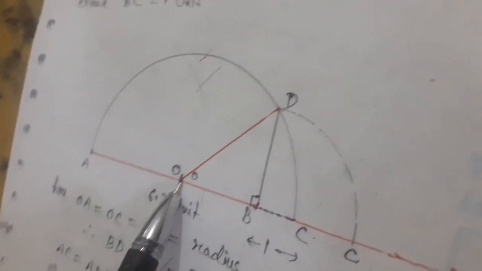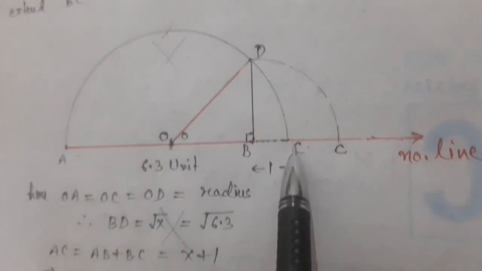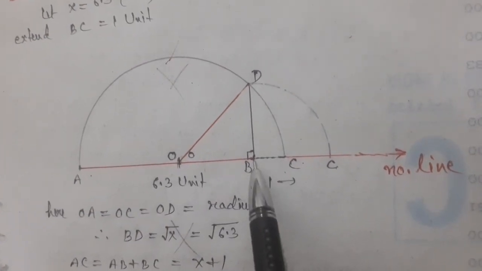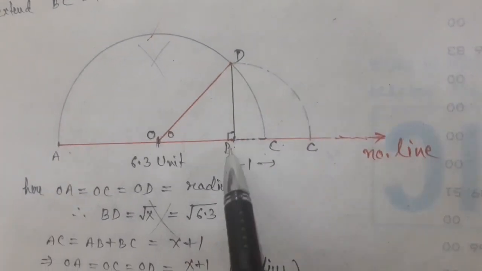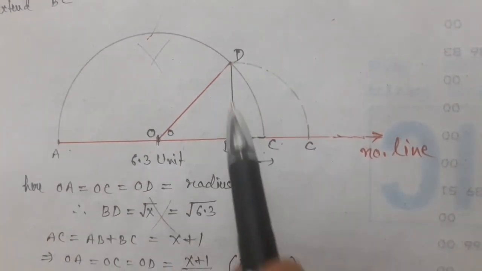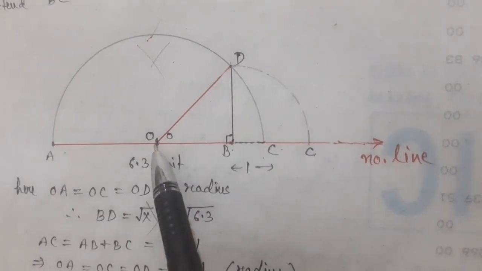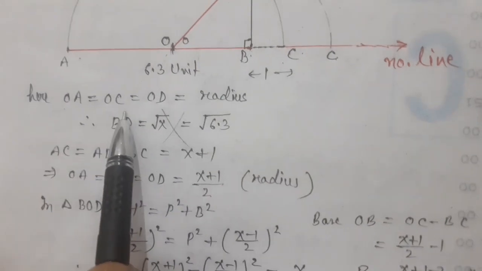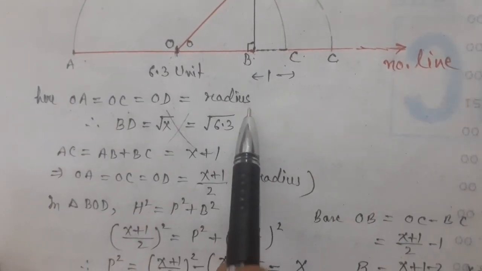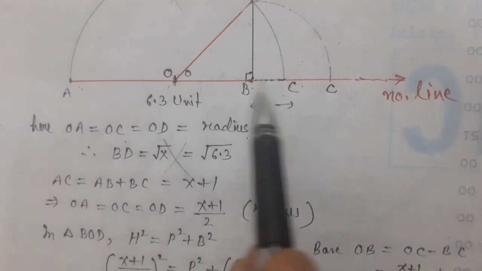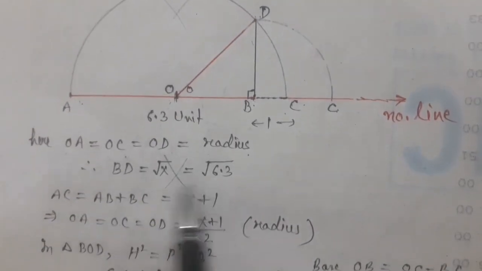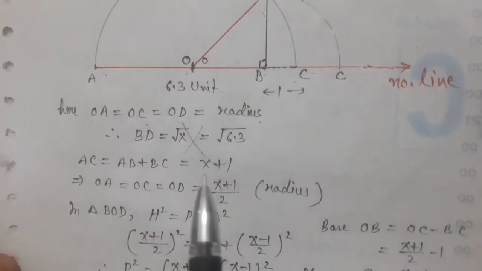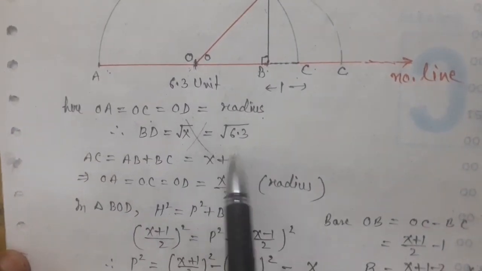Then taking O as center and OA or OC as radius, we draw the semicircle. Now from B, you make an angle of 90 degrees which intersects the circumference at point D. Now we join OD. Then OA equals OC equals OD, all of these are the radius. Now BD equals root x equals root 6.3.